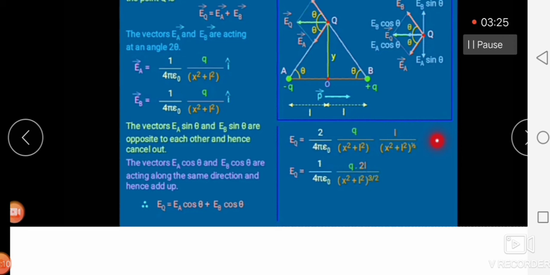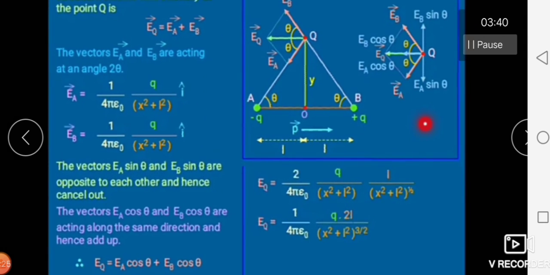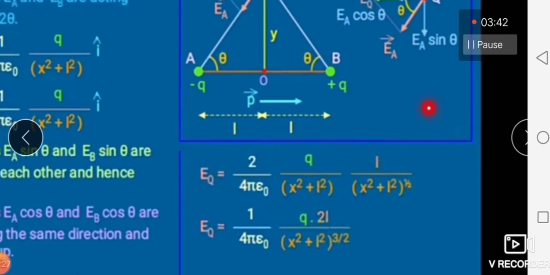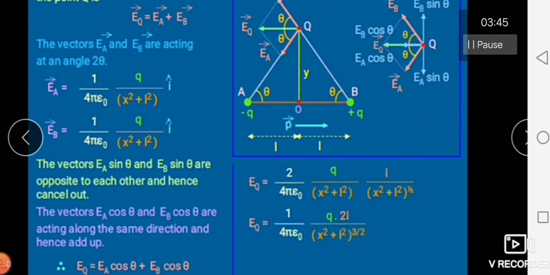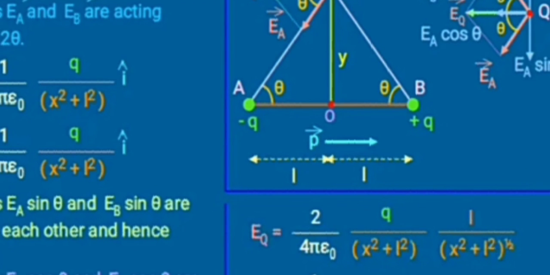2 upon 4 pi epsilon 0 Q upon x square plus L square bracket square into 1 upon x square plus L square raised to half. And adding this, 2, this is raised to 3 by 2 in the denominator. E0 is equal to 1 upon 4 pi epsilon 0 Q into twice L upon x square plus L square raised to 3 by 2.